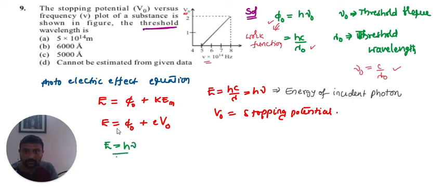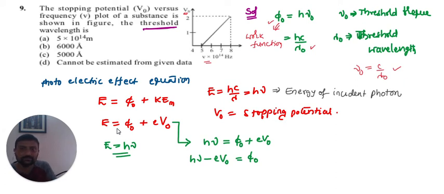h nu. Now I will rewrite this equation. h nu equals phi naught plus eV naught. Now h nu minus eV naught equals phi naught. Now I divide by phi naught on either side. Now this equation becomes h nu by phi naught minus eV naught by phi naught equals 1.